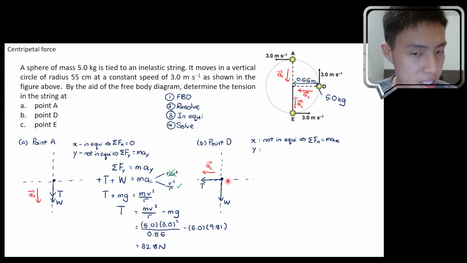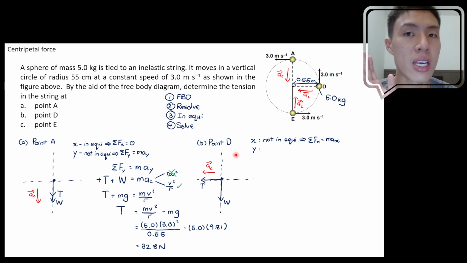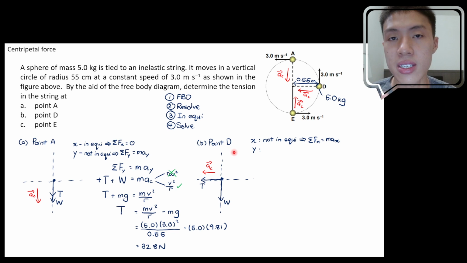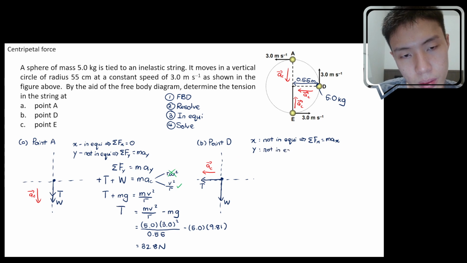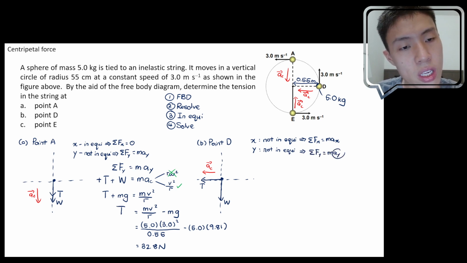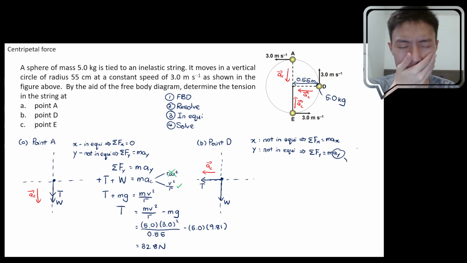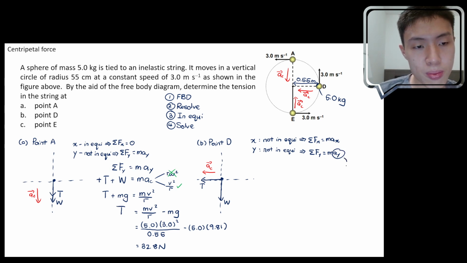For y over here, you may see that on this axis there's only one force, which is the weight. This means that on our y-axis, it's impossible for the forces to be in equilibrium. The forces cannot balance and cancel each other out. Because of that, we should definitely say that it is not in equilibrium. That will mean the sum of Fy equals may. So if there's a may, this ay means that there is an acceleration, so there must be a change in velocity.